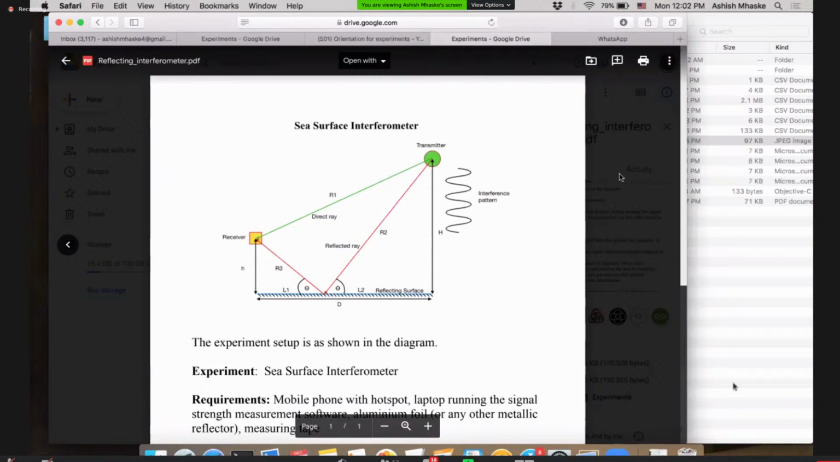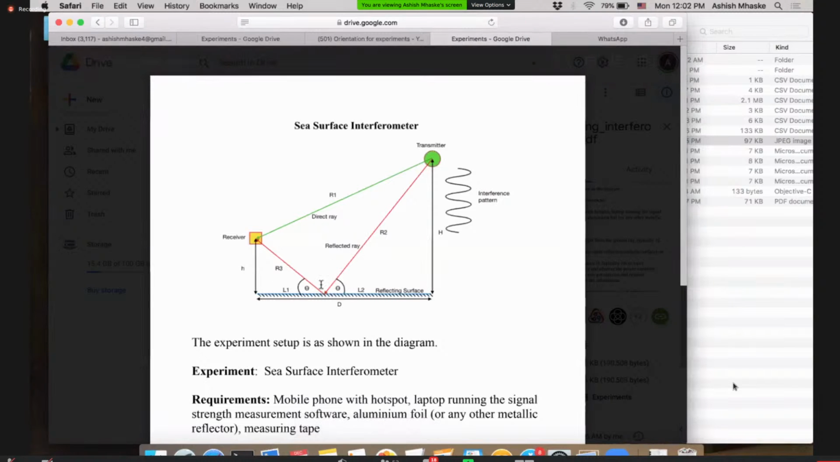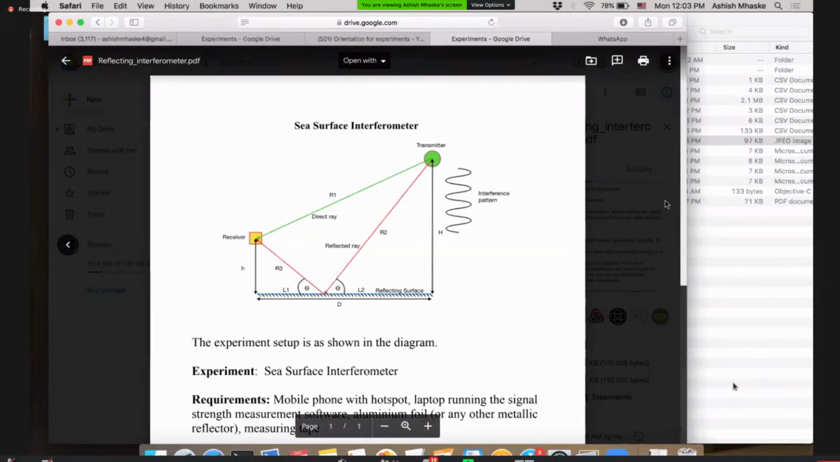So someone has asked, is metal necessary? In this experiment, you will get better results with a metal surface. If you don't have an aluminum foil, you can place some metal plates on the ground. But you can also see the difference if you place a metal plate and not place a metal plate, and try to see if there is any difference that way. In other experiments, metal surfaces will be necessary.